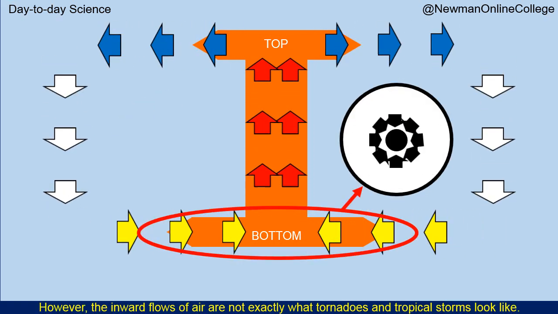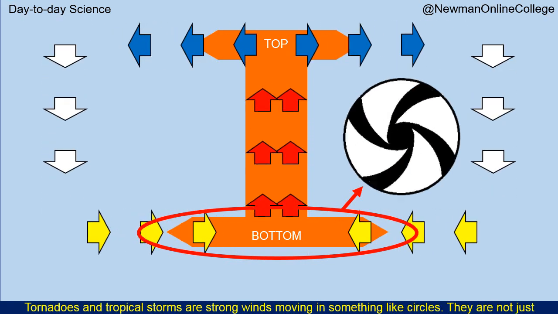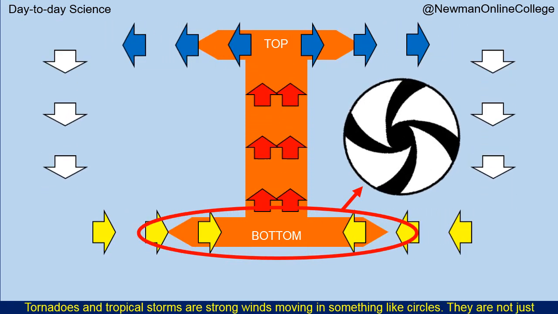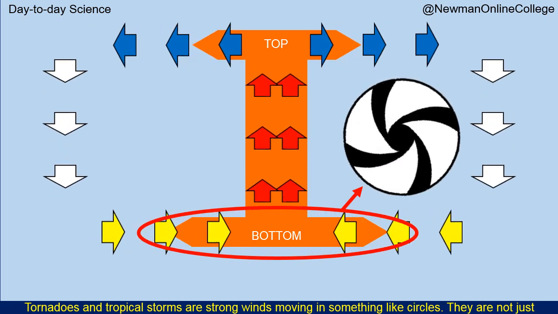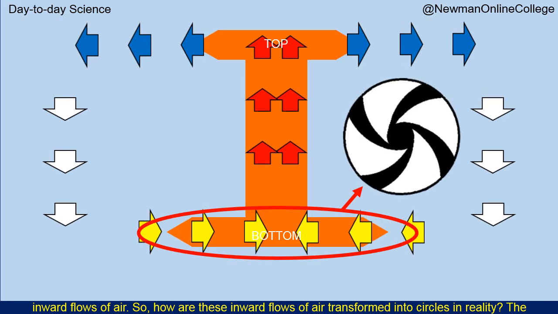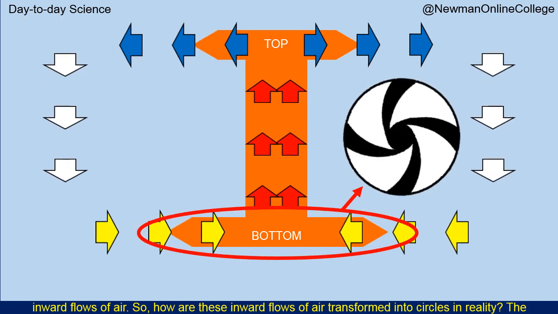However, the inward flows of air are not exactly what tornadoes and tropical storms look like. Tornadoes and tropical storms are strong winds moving in something like circles. They are not just inward flows of air. So, how are these inward flows of air transformed into circles in reality?